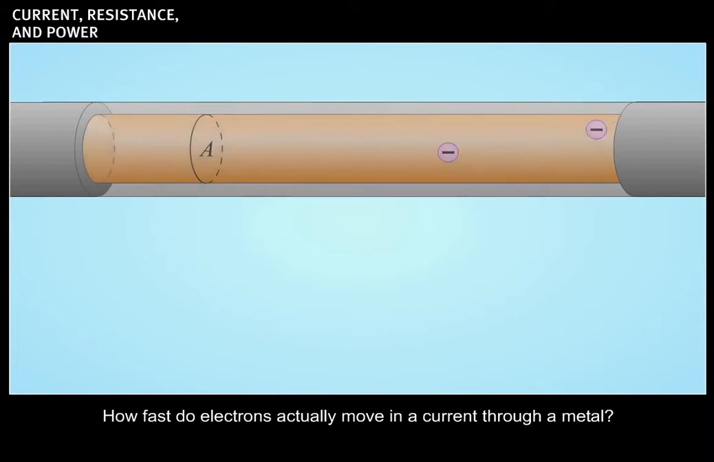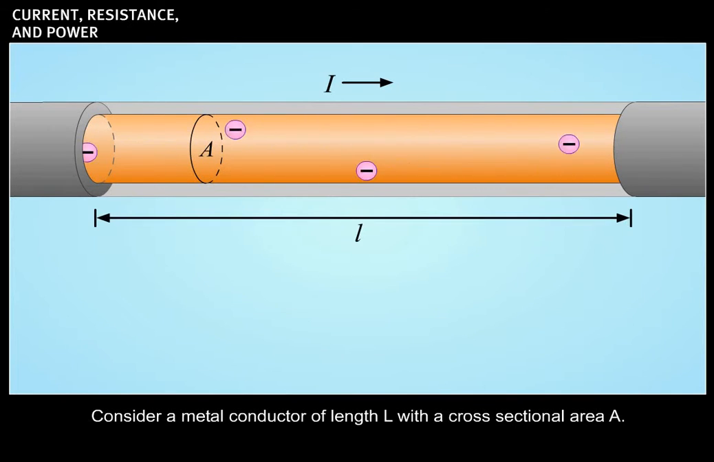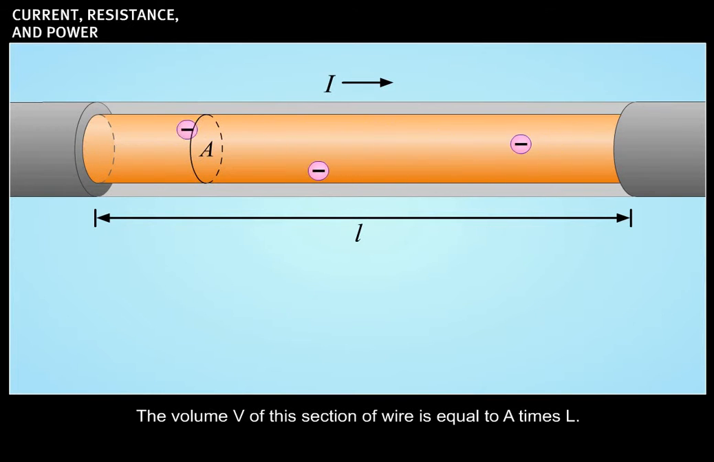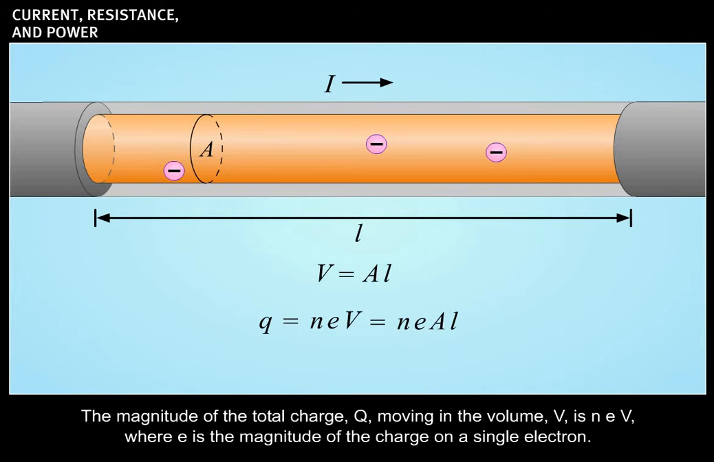How fast do electrons actually move in a current through a metal? Consider a metal conductor of length L with a cross-sectional area A. The volume V of this section of wire is equal to A times L. The number of current-carrying electrons per unit volume is N. The magnitude of the total charge, Q, moving in the volume V is NeV, where e is the magnitude of the charge on a single electron.